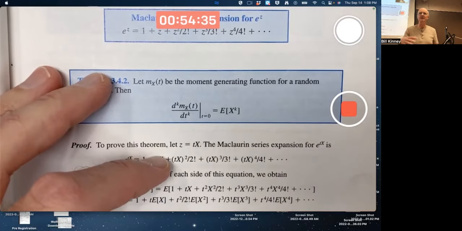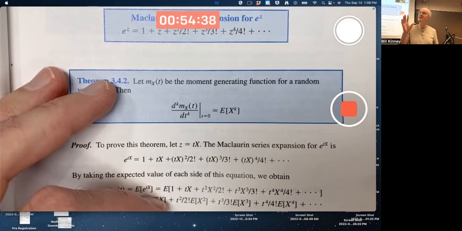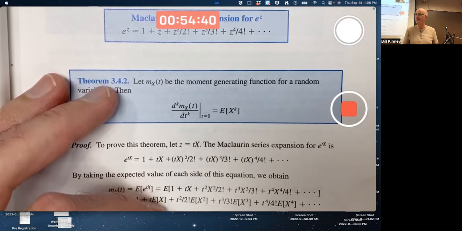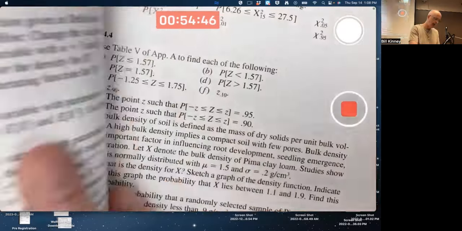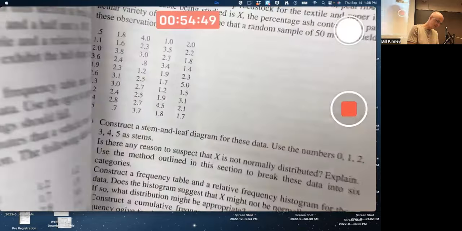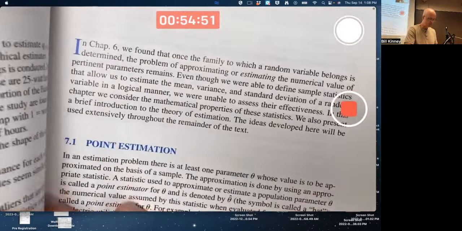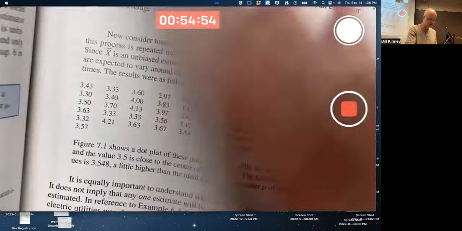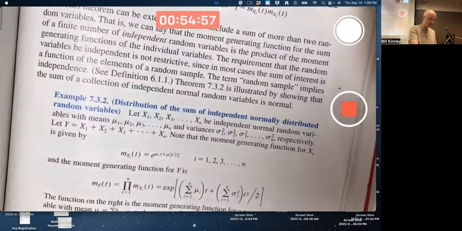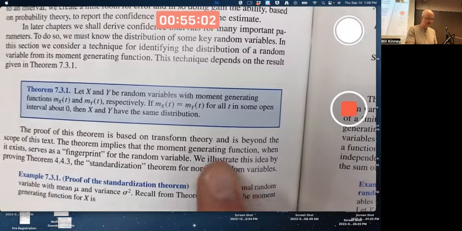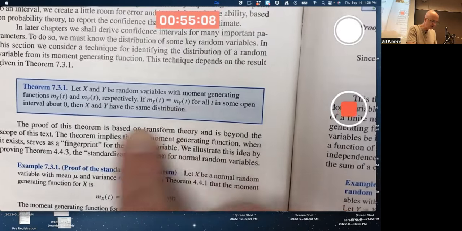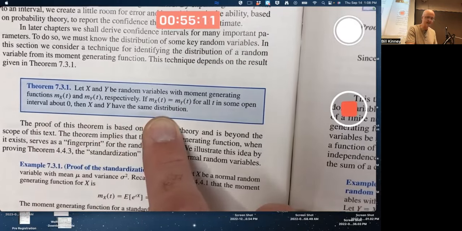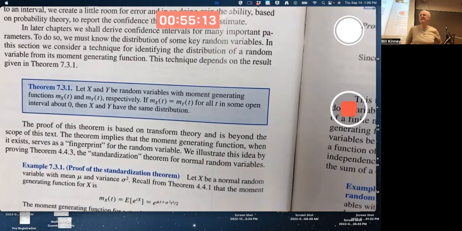Usually you've got a random variable, you can find the moment generating function. Sometimes you've got a moment generating function, you want to figure out what the random variable is. That actually has super important applications in statistics. I'm thinking of a theorem in chapter 7, perhaps my favorite theorem of the course. I don't know, there's a bunch to pick from. This one right there. Let X and Y be random variables with equal moment generating functions for all t in some open interval around 0. Then X and Y have the same distribution, meaning they're essentially the same random variable.